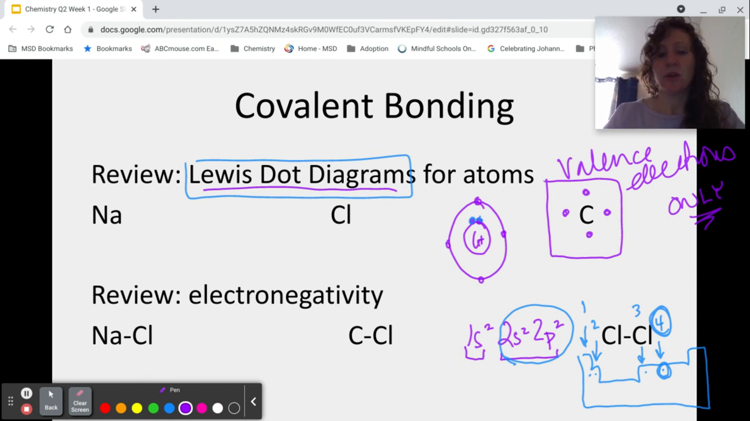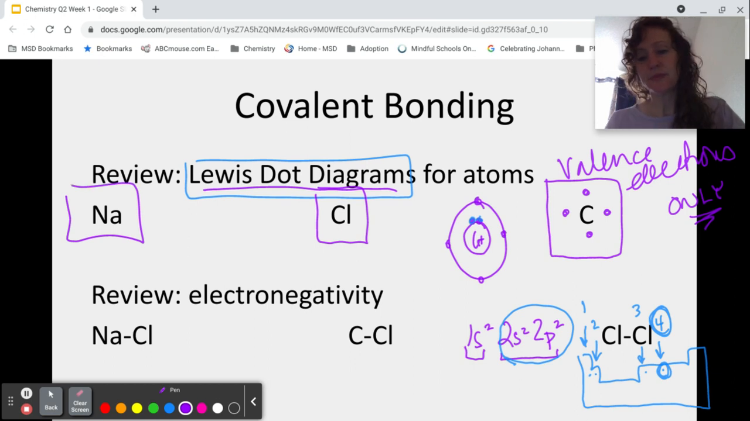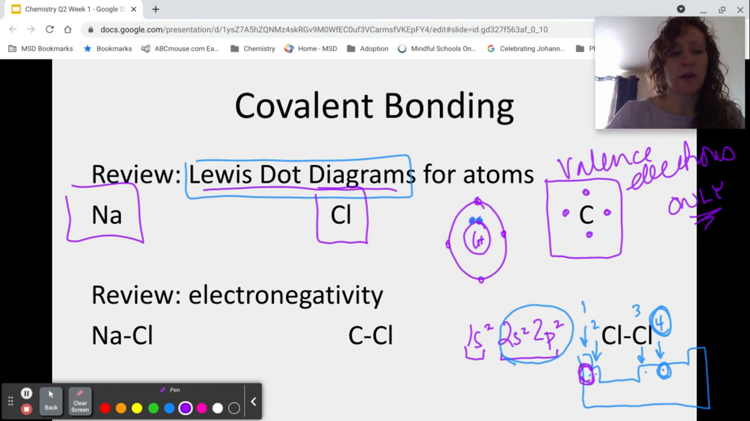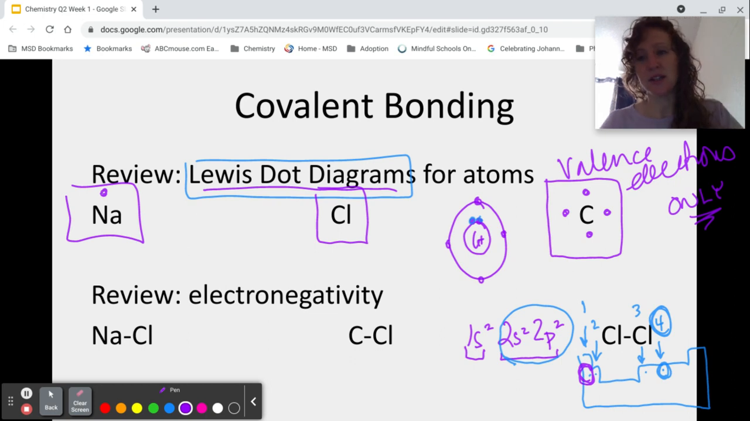Why don't you pause the video here and try the Lewis dot diagram for chlorine and also for sodium. So with sodium, we know it's in the first family. Sodium is an alkali metal, so it's only going to have one valence electron. And so I'm just going to put that one valence electron on one of the sides of sodium.